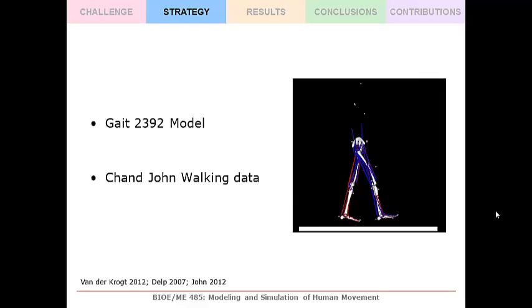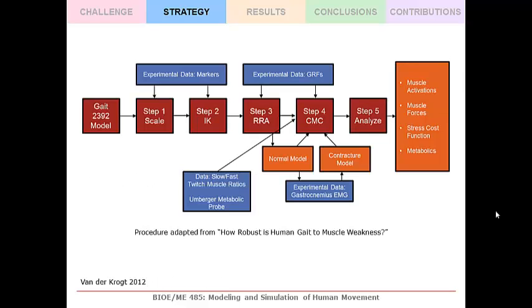I used the Gait 2392 OpenSim model and Chan-John walking data, as well as a procedure adapted from "How Robust is Human Gait to Muscle Weakness?" I iteratively shortened the appropriate optimal muscle fibers without changing their corresponding tendon slack lengths, and reran computed muscle control to see how these models with progressively more shortened muscles might still enable the same normal walking kinematics.